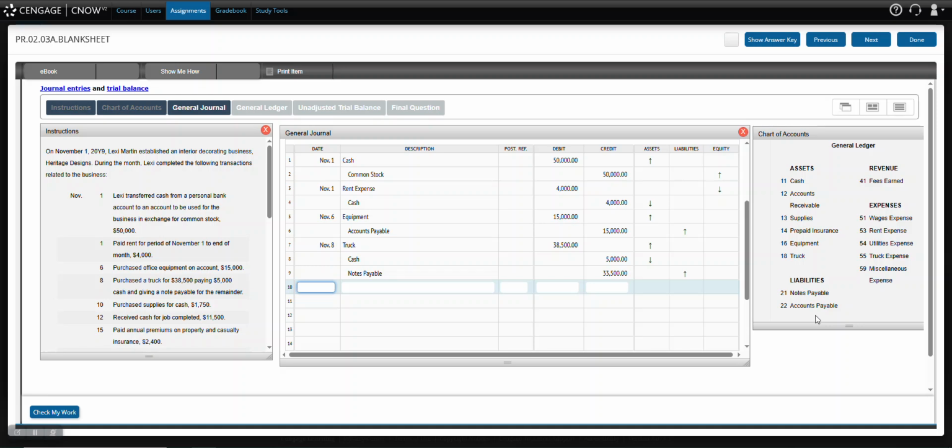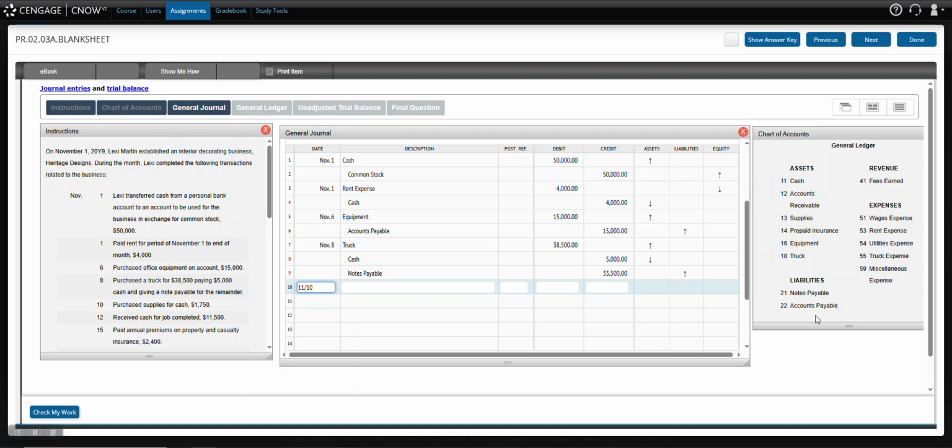And if you're looking at the impact on the accounting equation, we see that my truck account increased my assets. My cash brought it down. So in net, that's a $33,500 increase to assets. And my liabilities went up by that same amount.